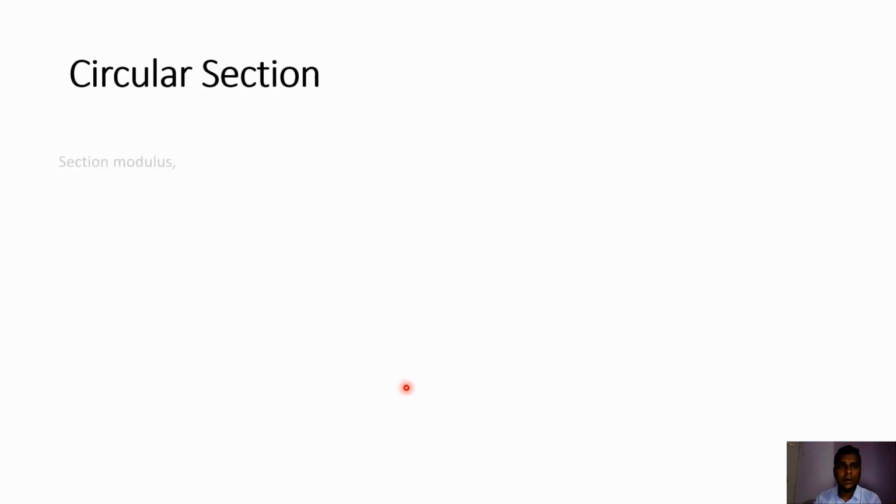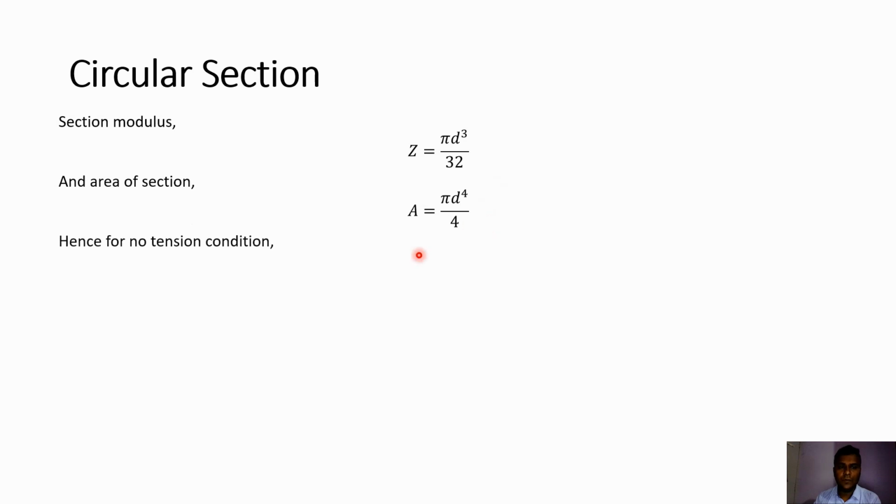Now let us quickly see how to locate the core of section for a circular section. For a circular section, first of all, section modulus is equal to pi d cube by 32, where d is the diameter of the circular section. Area of section A is equal to pi d square upon 4. Now for no tension condition, e should be either less than or equal to Z by A. Now when we put the values of Z and A for a circular section, finally we get e should be less than or equal to d by 8 in this case.